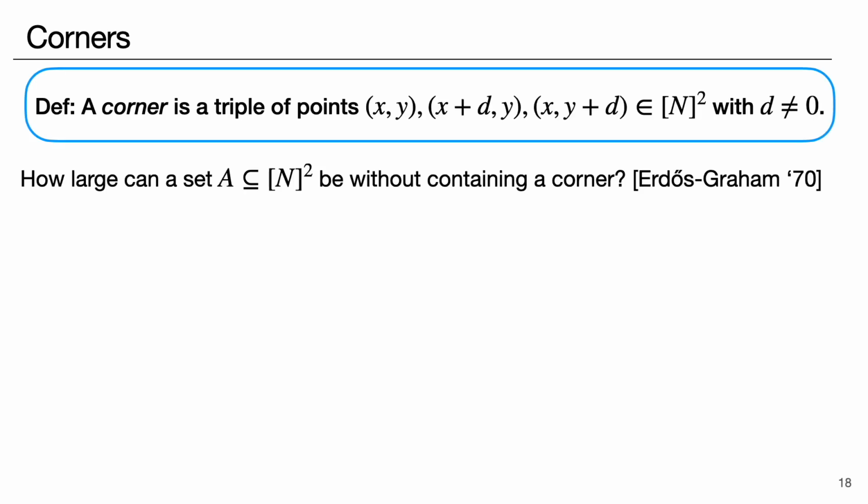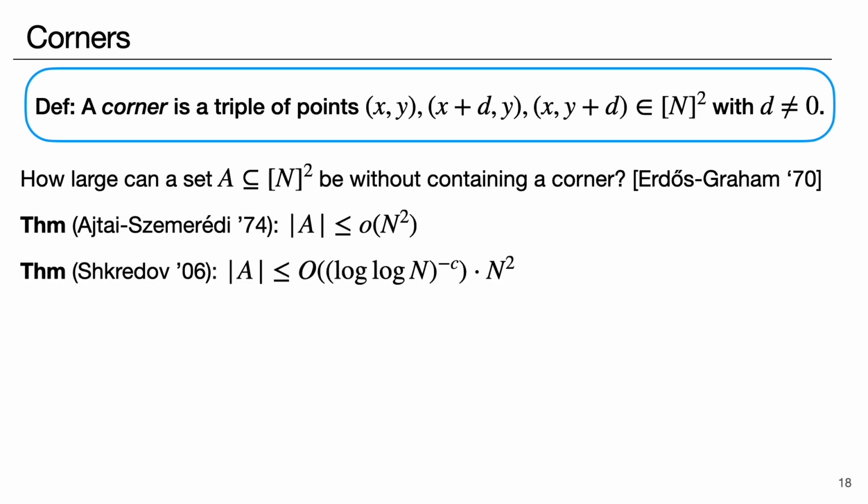And again, it's a classical question to understand how large a subset of the n by n grid can be without containing a corner. And the first real result in this direction was by Ajtai and Szemerédi, who showed that any such A has to have subconstant density. Now, the exact quantitative behavior here was fairly poor, as it relied on Szemerédi's regularity lemma, but at least qualitatively it showed what's going on. And for a long time, the best known bound was due to Shkredov, who proved that any corner-free set A has density at most inverse polylog in n.